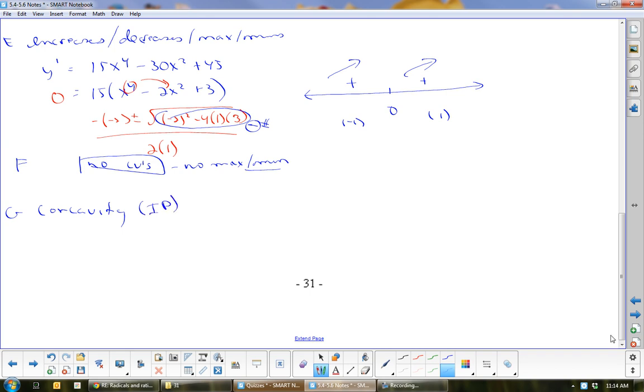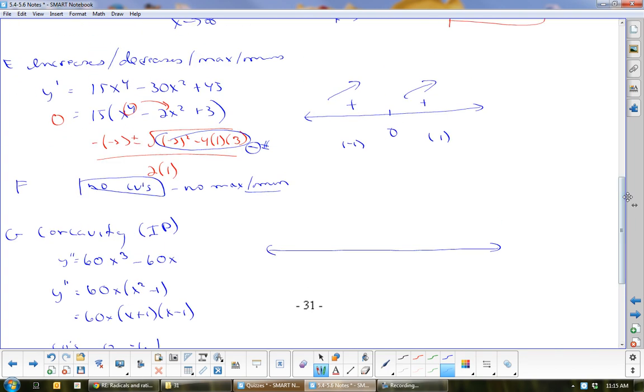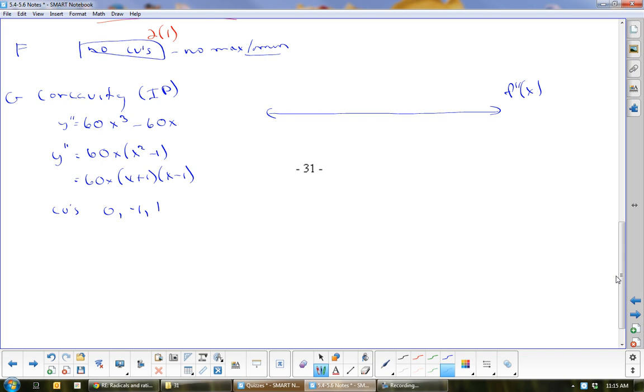And inflection points. So we want to do the second derivative, which would be y double prime equals 60x cubed minus 60x. So for y double prime, I can take out a 60x, leaving x squared minus 1, which is 60x times x plus 1 times x minus 1. So I have CVs at 0, -1, and 1. Did I label this one? Oh yeah, make sure you're labeling your graphs, so when I'm marking, I know which graph is which. So I got -1 as an inflection point, maybe, or most likely, 0 and 1.